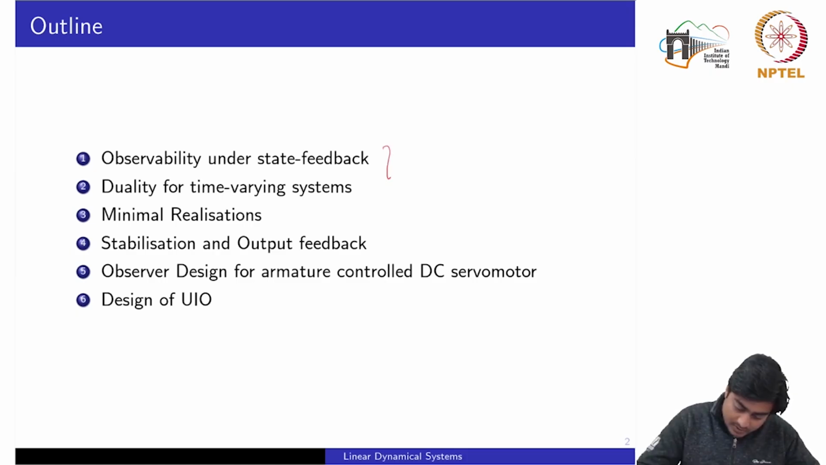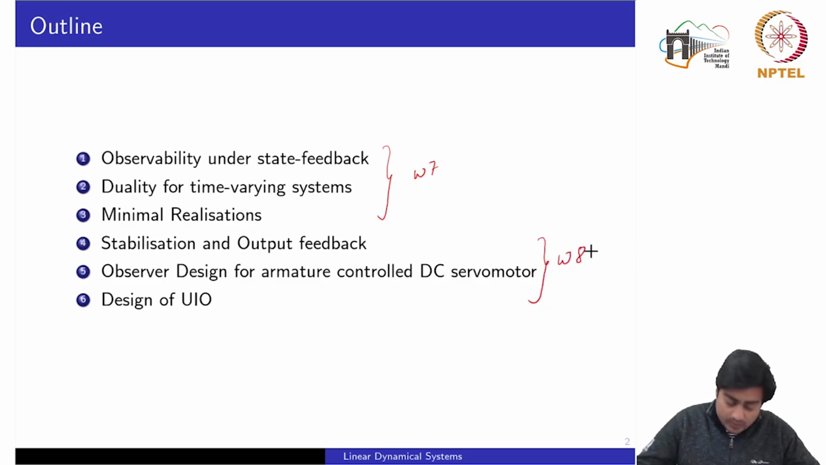The first three problems are basically from the week 7, and the next three problems you can relate with the week 8. From the week 7 we will focus on the observability under the state feedback. One of the concepts we had studied during the controllability week is that once you have designed a state feedback controller, then the controllability is invariant, but we cannot ensure the observability under the state feedback. We will see one problem on that aspect.